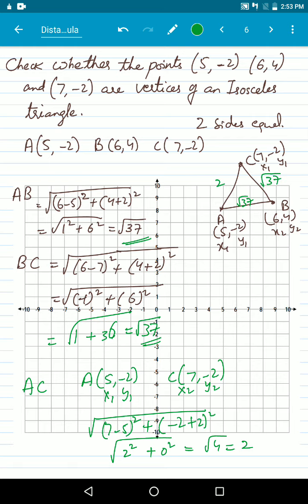Now two sides are equal, right? AB is equal to BC, and the third side is not equal, isn't it? Hence it is an isosceles triangle. Alright, so this is how we can use the distance formula to check whether a triangle is isosceles or not. Sometimes they will ask you to check whether a triangle is an equilateral triangle or not. Equilateral triangle means all three sides will be equal. Okay.